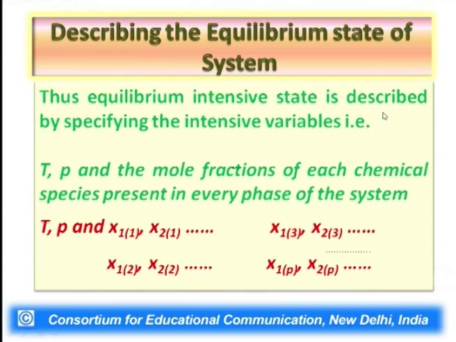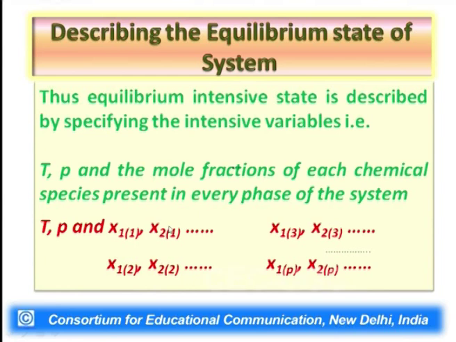Now, having said this, the equilibrium intensive state is described by specifying the intensive variables. It means, as I have already said, that you require temperature, pressure and mole fraction of each chemical species present in every phase of the system. So, we take up an example: suppose there are P phases and there are C components, or in other words independent constituents. What is the difference between component and constituent? That I will try to make a little clear a little later.